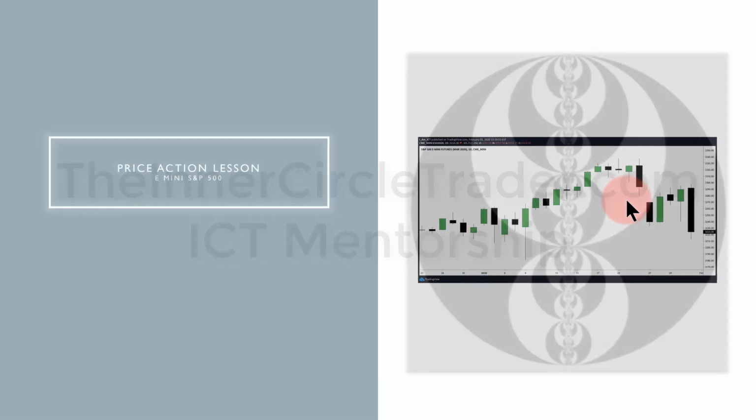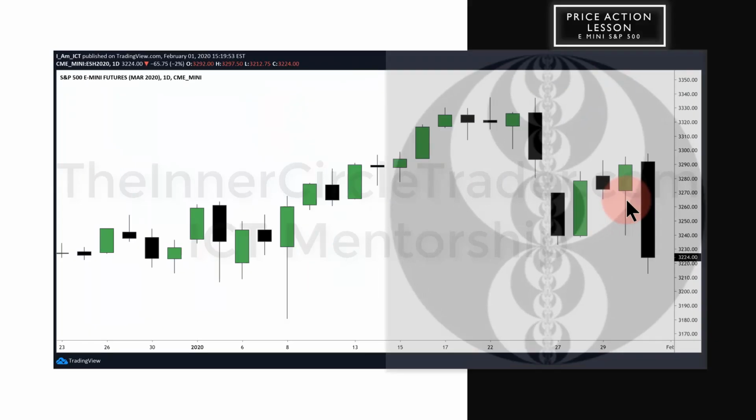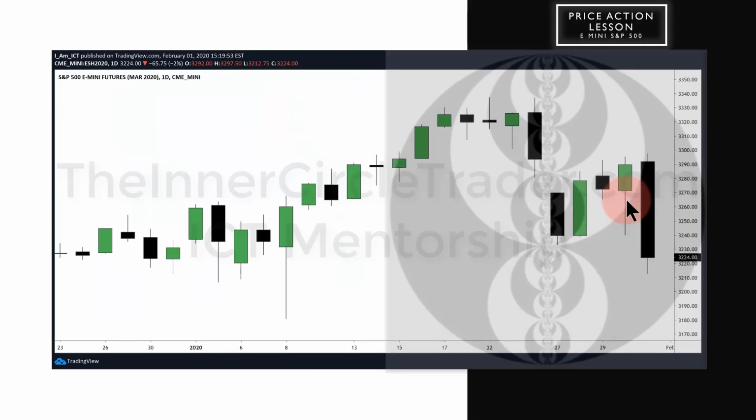All right, so we are at the price action lesson portion of this week's weekend review, and it's going to be on the E-mini S&P 500. We're looking at the daily chart of the E-mini S&P. What this means is we are monitoring and studying the price action of the E-mini S&P futures contract, and this is the March delivery.